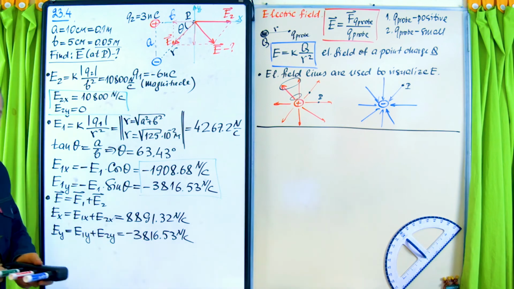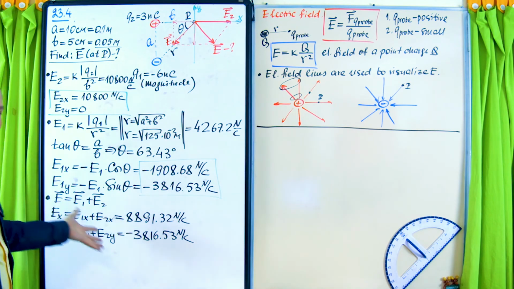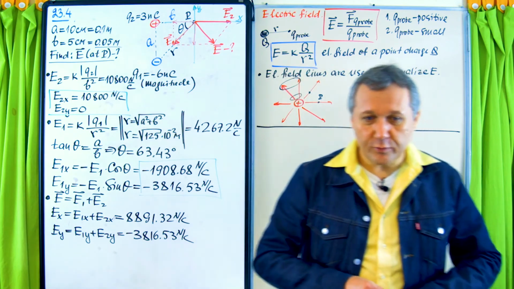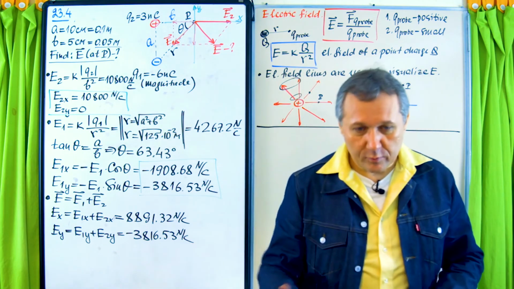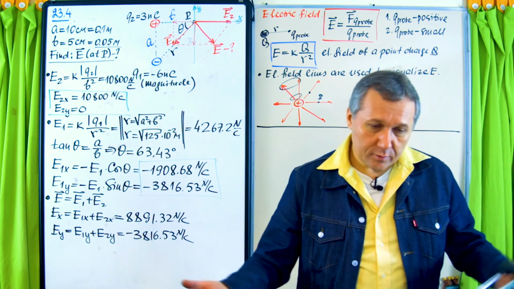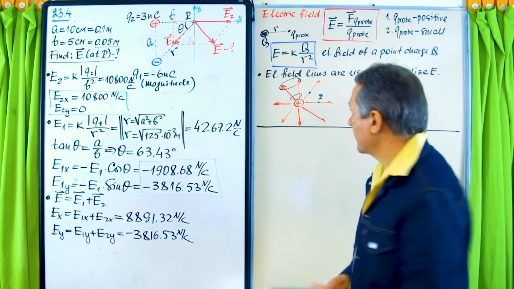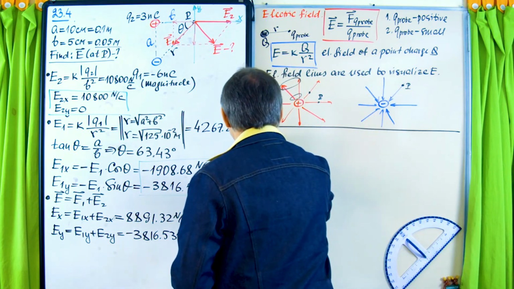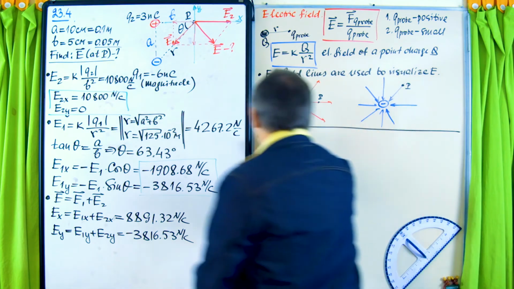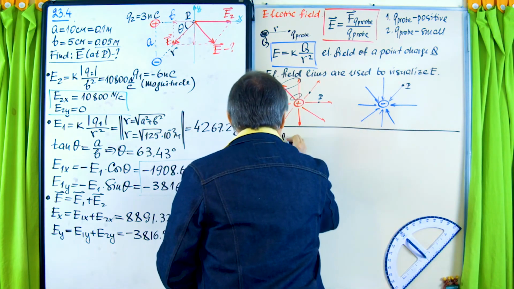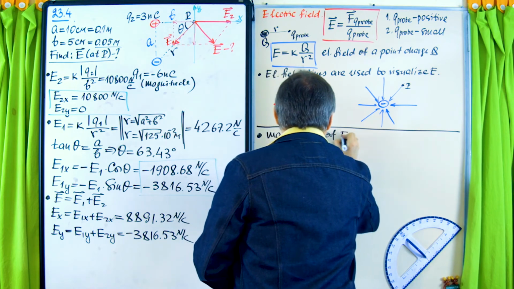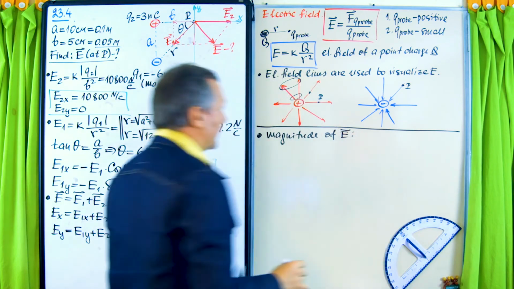Again, at this point, you can say, I know the components of the net electric field, what else do you want? But sometimes you still want to know the magnitude of the net electric field. So let's find the magnitude. I will put the last small bullet of this problem. So magnitude of E.